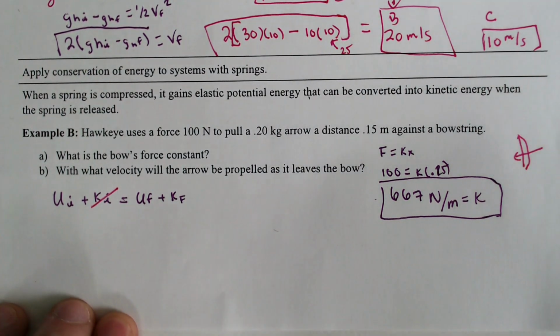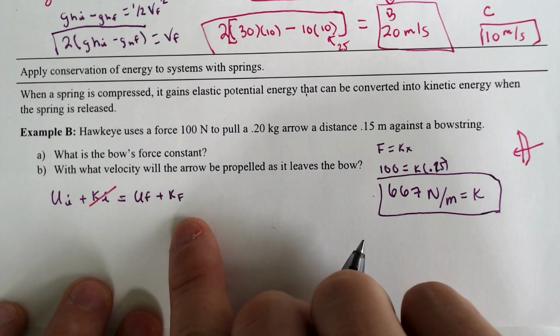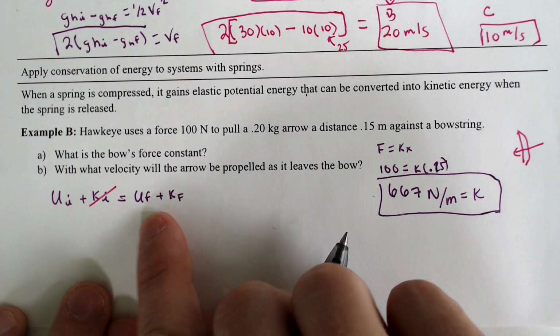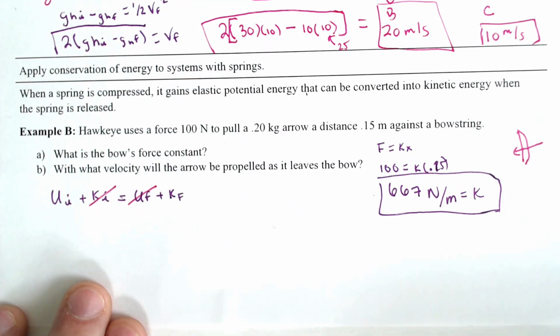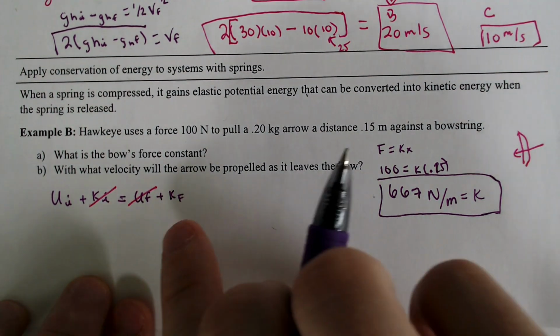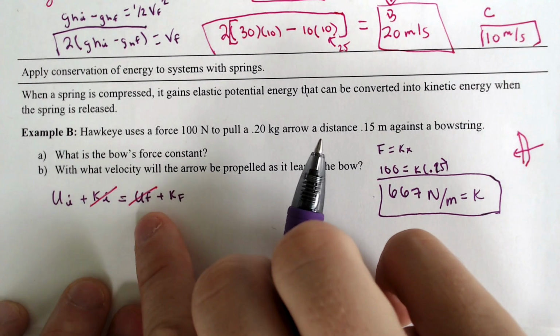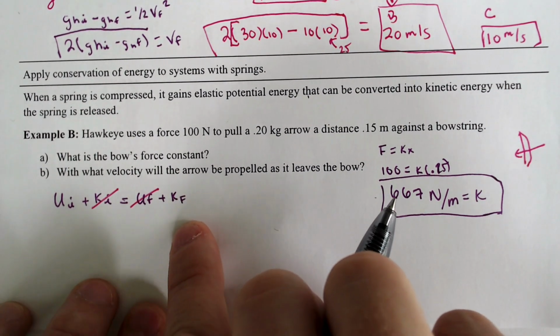We do have a whole bunch of potential energy, and we do have a whole bunch of kinetic energy at the end. We don't have any potential energy at the end, because the potential energy, once we've released this arrow, is gone. It is no longer going to have potential energy at the end. So we really know that our potential in the beginning must equal our kinetic final.